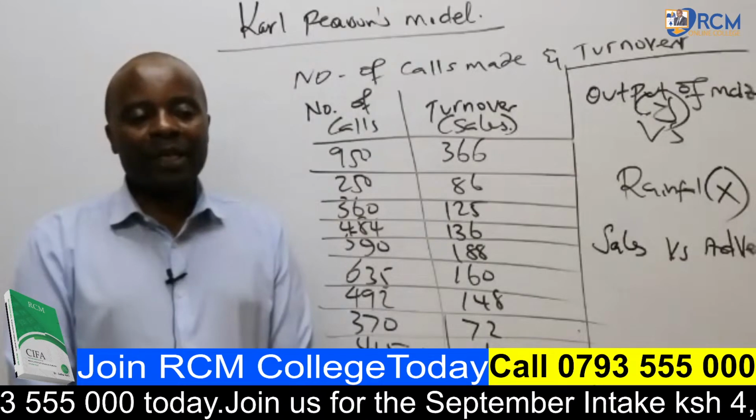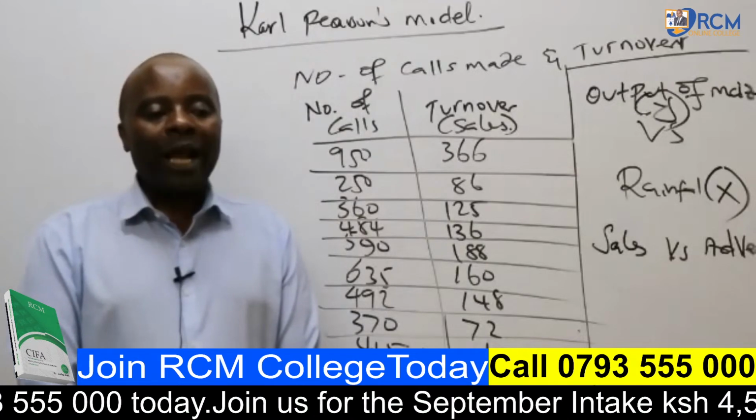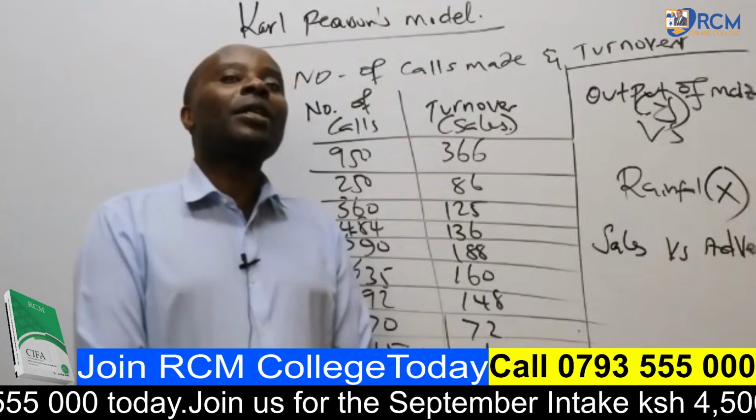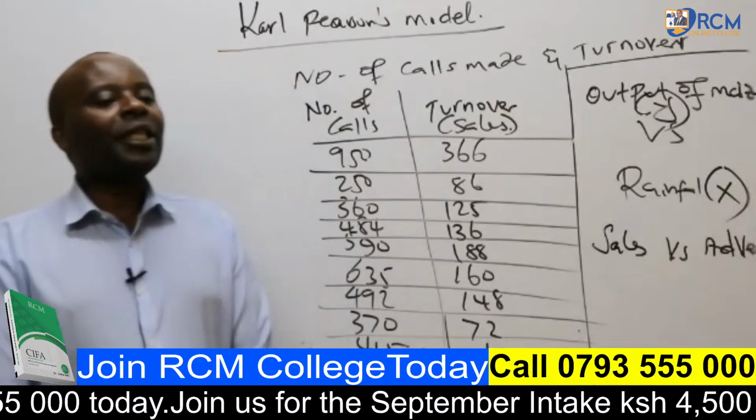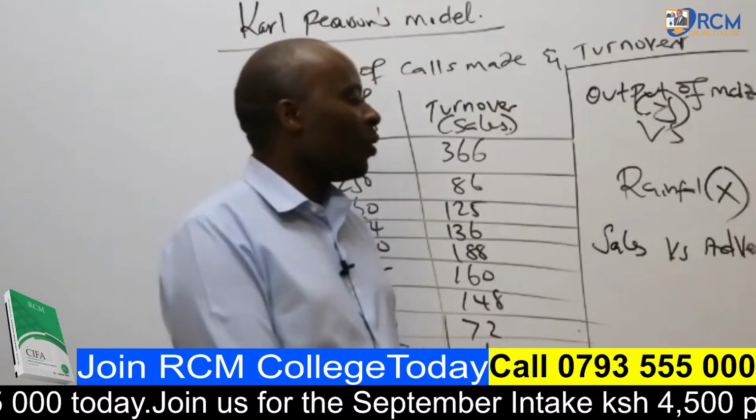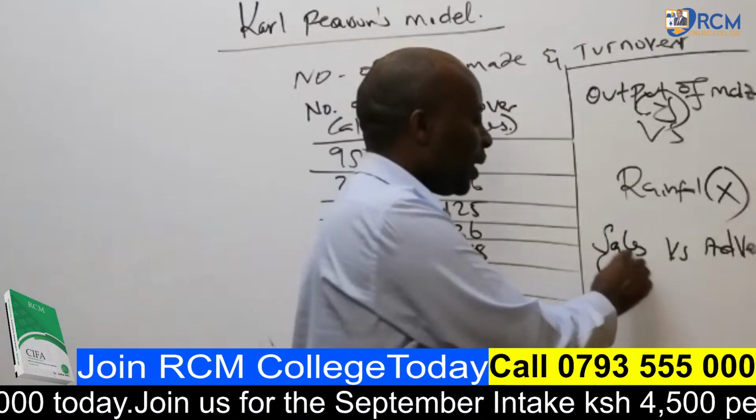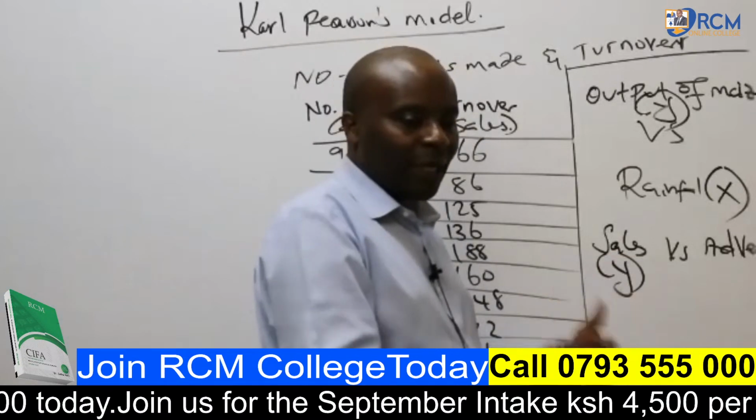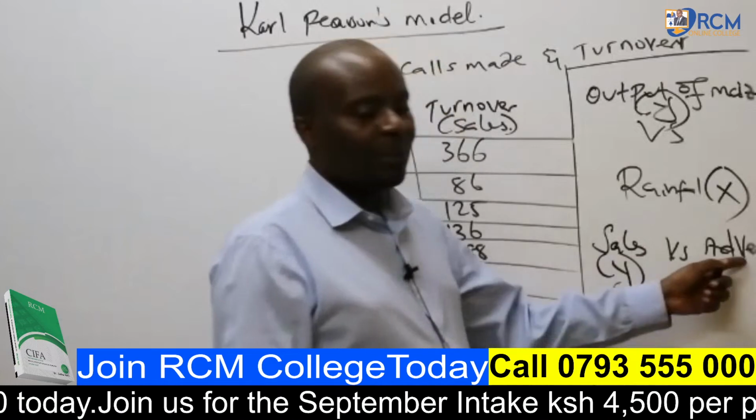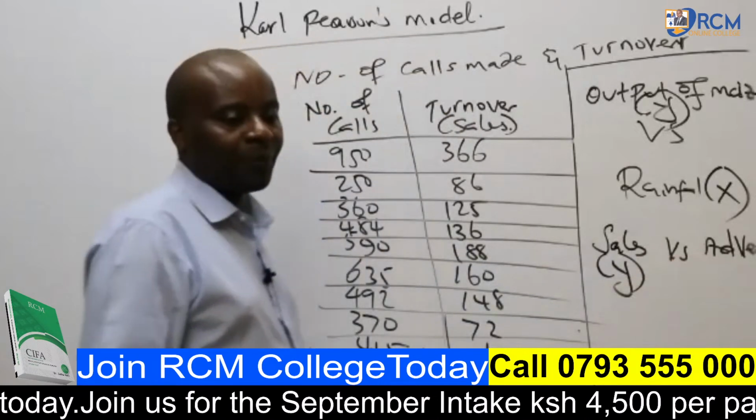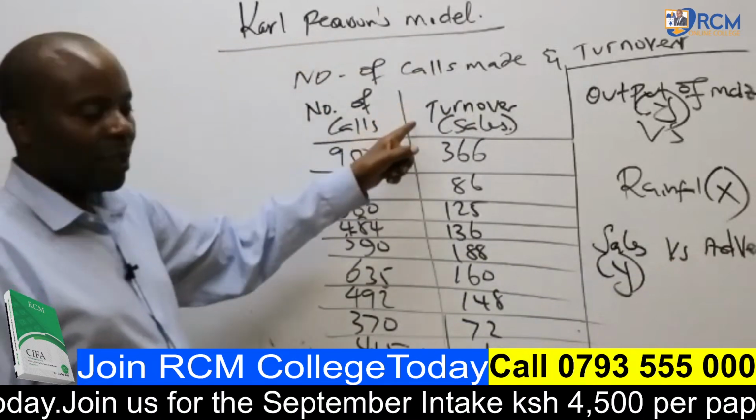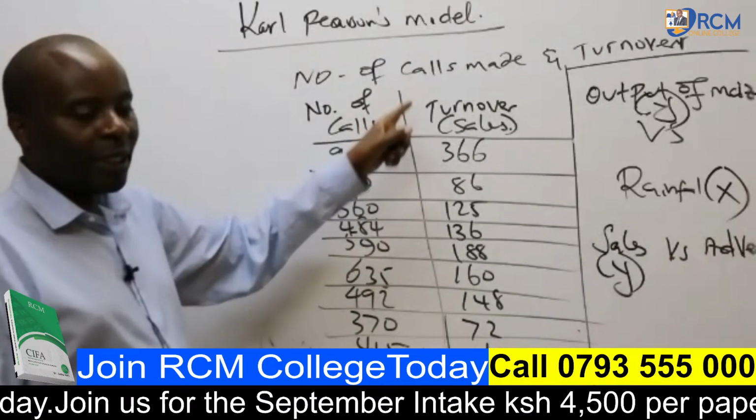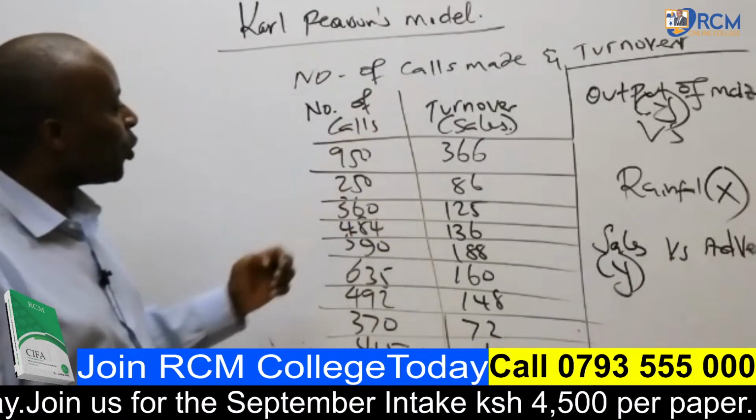So, ladies and gentlemen, you must always look at the variable that depends on the other. Like now here, y will be sales because sales is a dependent, a function that is being influenced by advertising. So look at this thing keenly. Which one depends on the others?